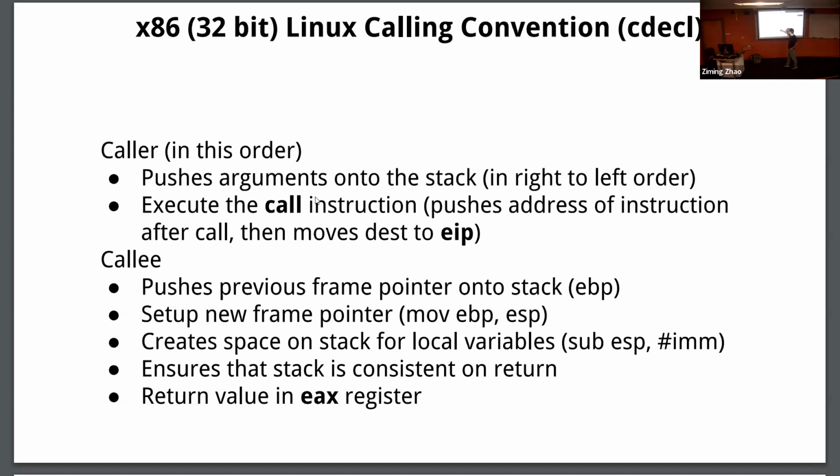Then you will set up the new stack pointer, which is move ESP to EBP. Right? Just one instruction to do that. Then create space on the stack for local variables, which is subtract some number from ESP. Now after that, when it returns, you should make sure the stack is consistent as when it was called. That's why we have the move EBP to ESP, then pop EBP instructions, those 2. After that, you make sure the return value goes to the EAX register. Then it will just execute the return instruction.